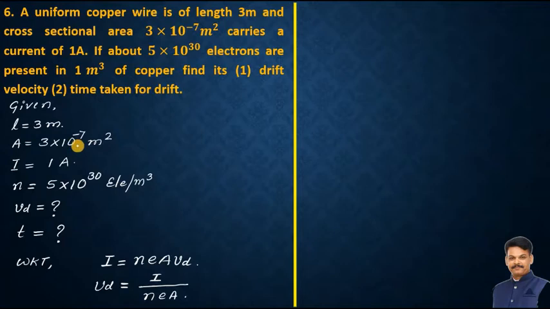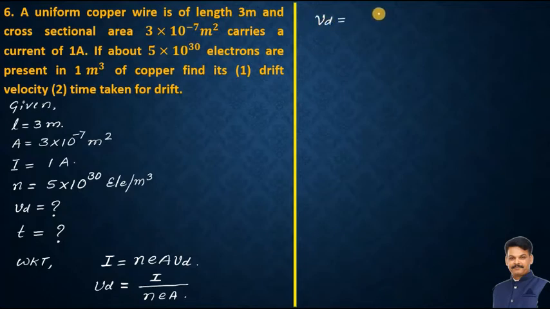Dear students, observe here. We know the area of cross section, we know the current, we know the number of electrons per meter cube, that is the electron density or charge density, and we know the charge of one electron. So based on these, we can simply calculate the drift velocity. Now let us substitute the values.